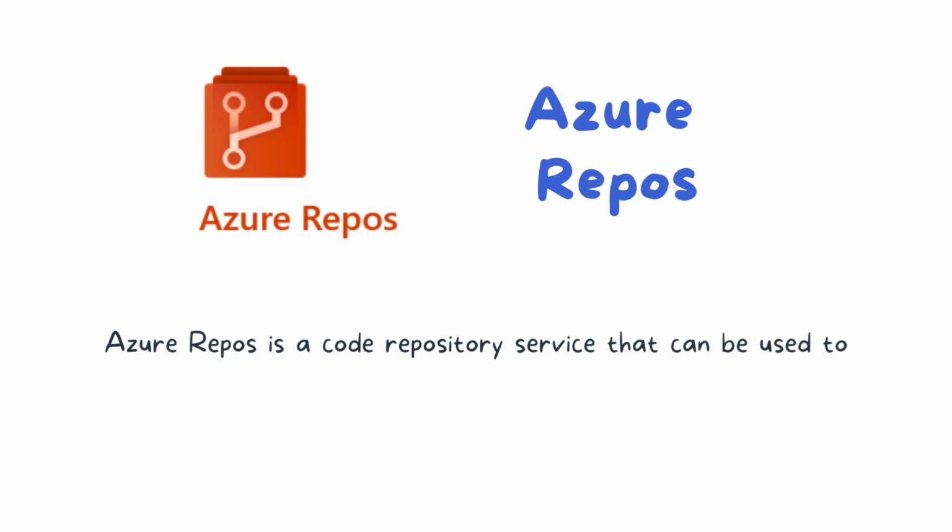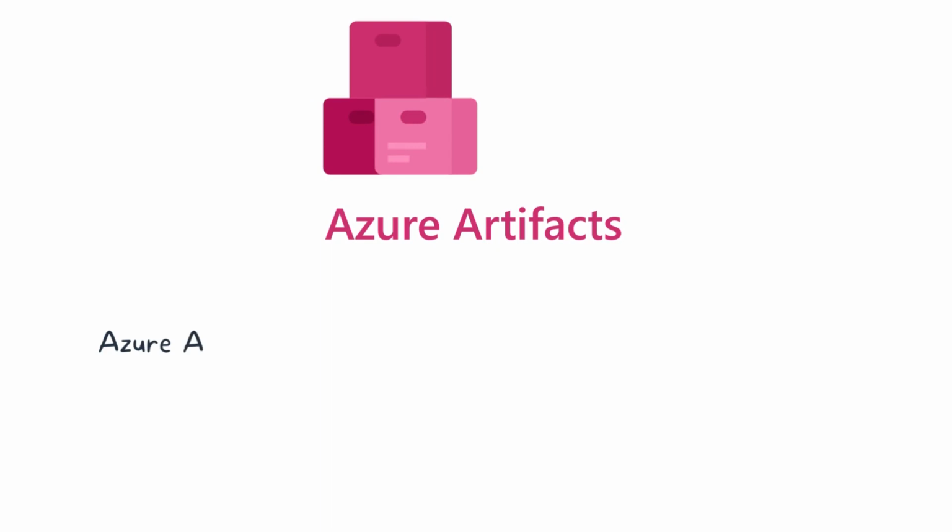Now let's talk about the next service, which is Azure Repos, a code repository service, or we can say a version control system that supports Git and Team Foundation Version Control. So what can it be used for? It can be used to store and manage the code related to your projects or applications.